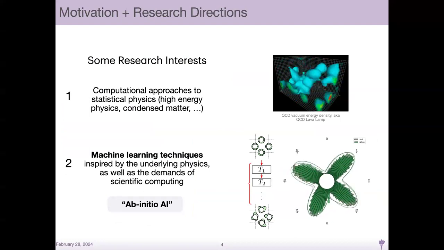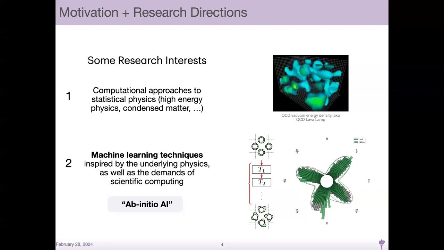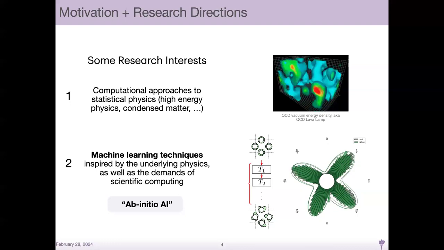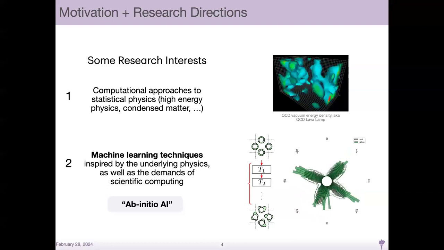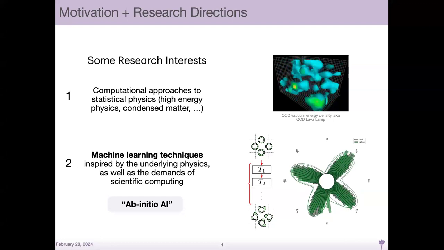And I'm particularly interested in designing machine learning techniques that are inspired by those underlying physical problems, and that meet the demands of scientific computing, with control over the correctness or bias in the types of models that we're using. So this might involve designing generative models on manifolds, for example a circle, or products of these circles, to try to simulate aspects of the strong force in holding together the inside of a proton.